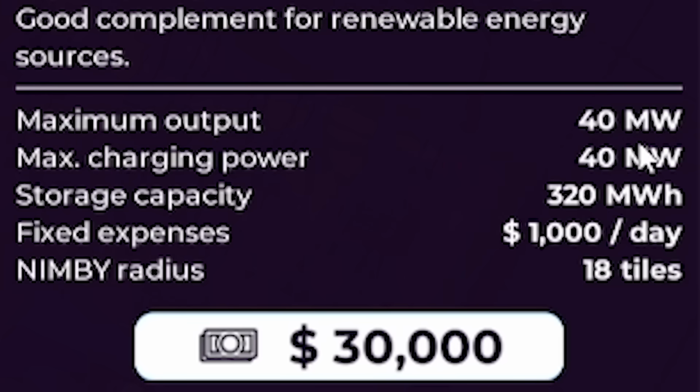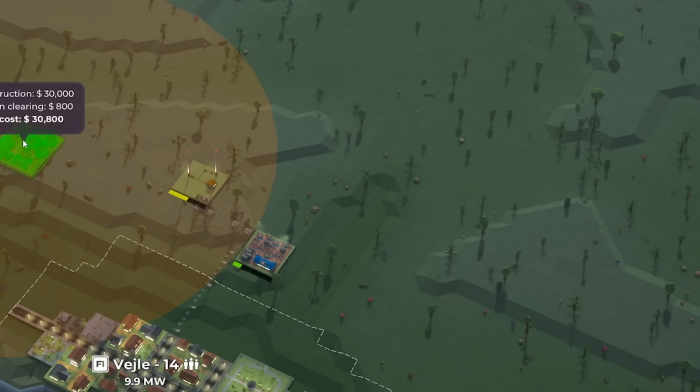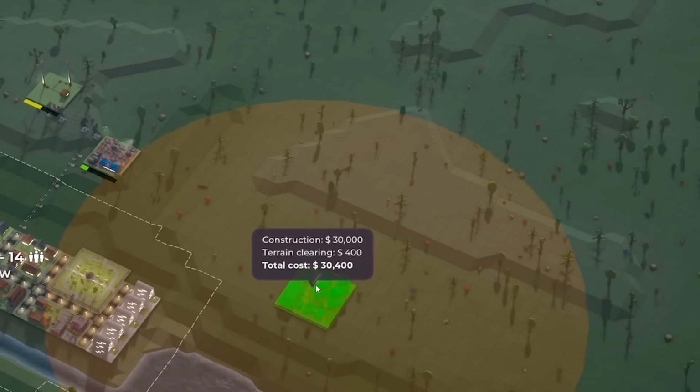Its maximum output is 40 megawatts and it can hold 320. It does cost 1,000 a day, which is all of our profit gone. But we don't want people to be without power. So let's grab one of them. We need to find somewhere flat that isn't in radius.